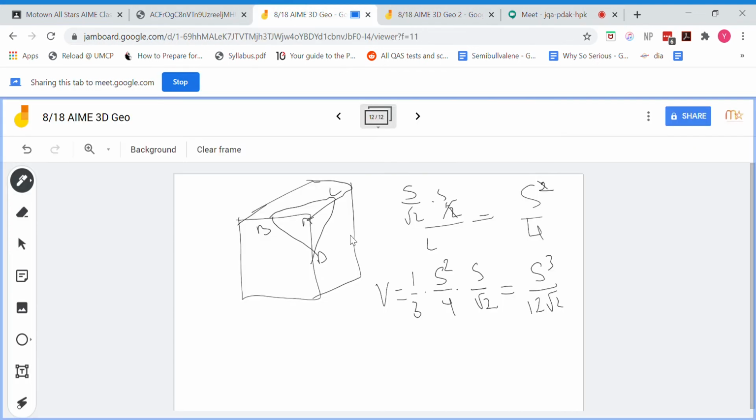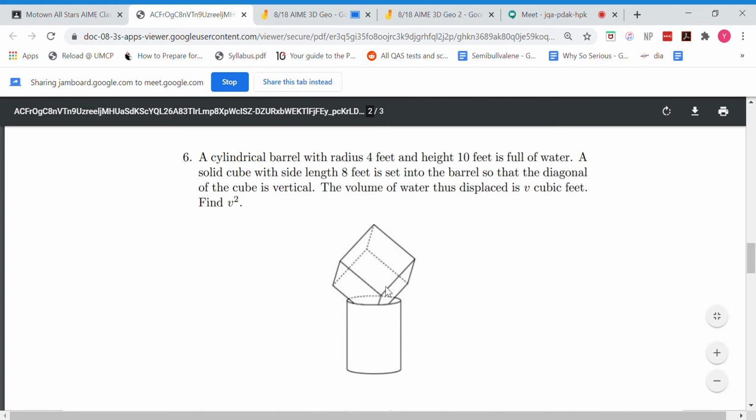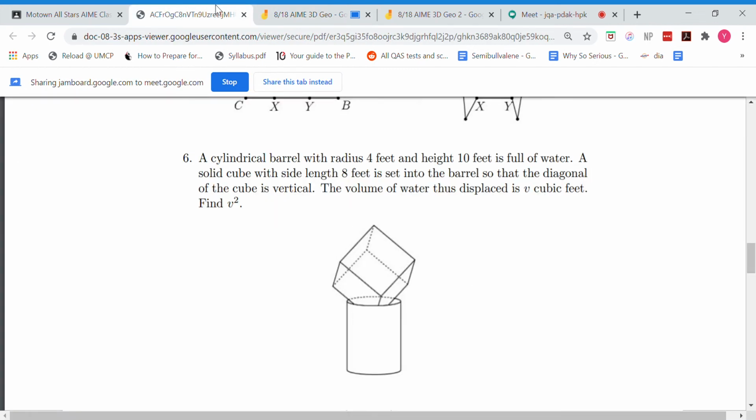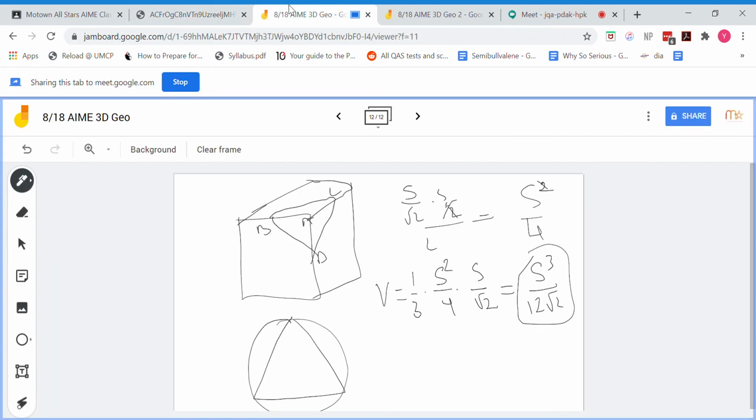Okay, so now we know that it's S cubed over 12 root 2. All that remains is to find S. If we remember, S was the side length of the equilateral triangle. Now notice how the height of the cylinder nor the side length of the cube matter in this case. Only the radius of this circle right here matters. So the radius of this circle, we're told, is 4.